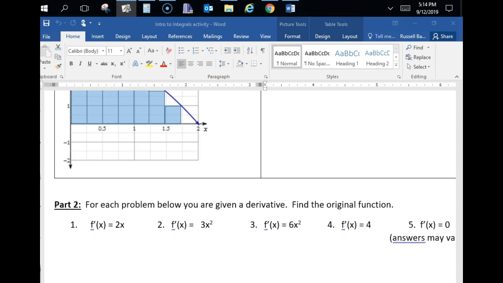But part 2, your job is to work backwards, basically. I tell you the derivative, and then I ask you what's the original function. So I'm going to let you guys figure those ones out. I think you guys can just brain power your way through that.